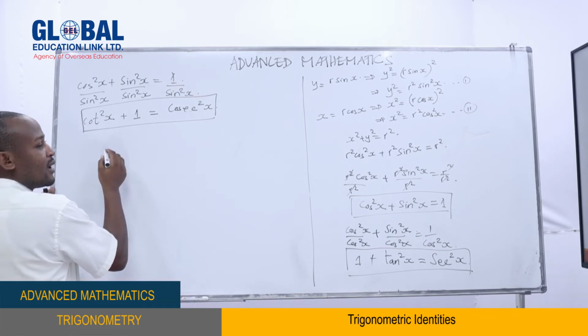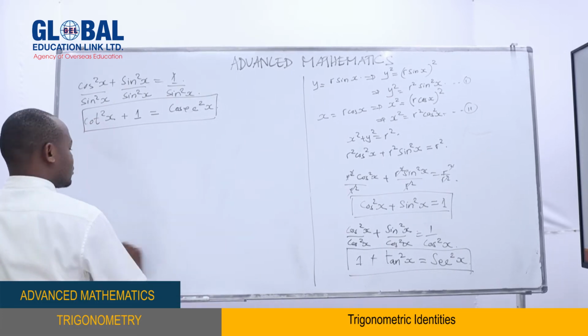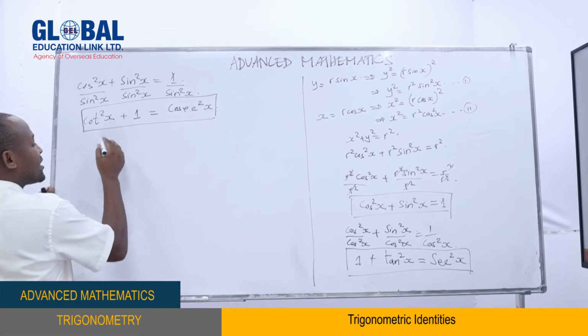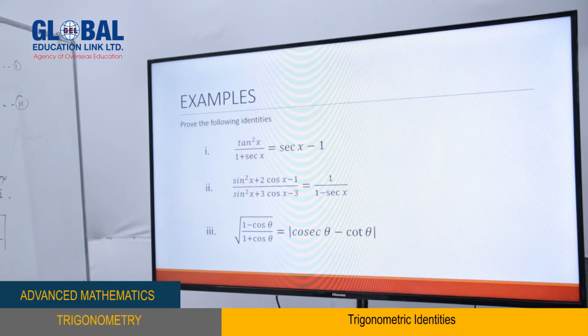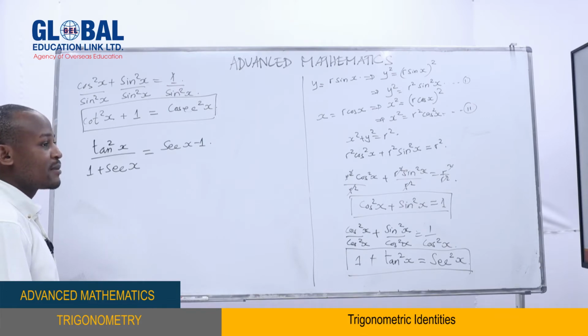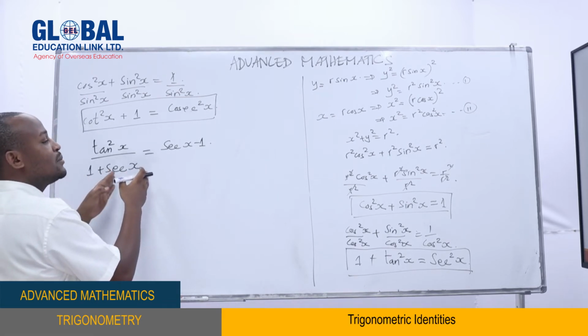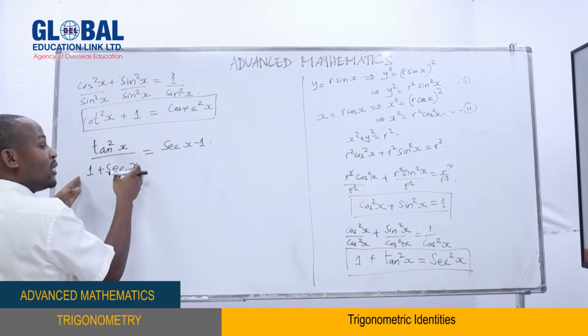So we have from our example, tan square of x times (1 plus sec x) is equal to sec x minus 1. Now, the example tells us to prove. That means we have to choose. If we start from the left hand side, it should be equal to the right hand side. We have to use only one side.